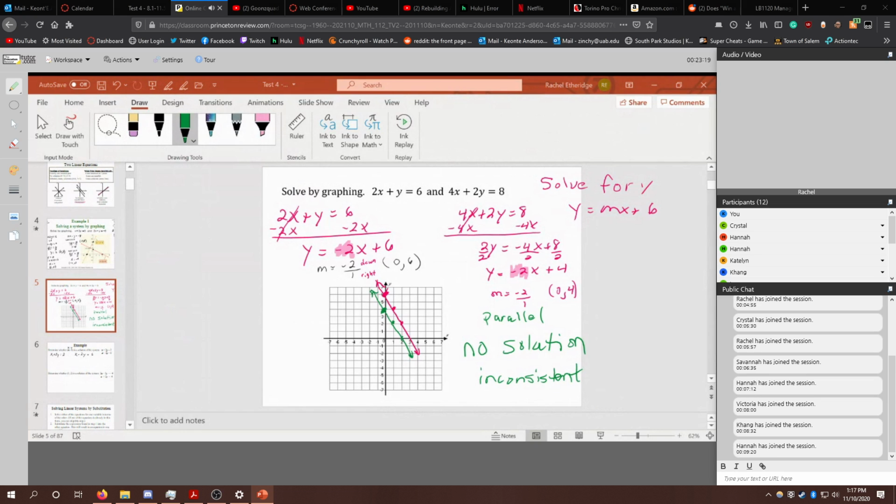Is everybody pretty comfortable with the graphing and just finding the intersection point or finding if they have no solution because they're parallel? Or if you solved for y and you got the exact same equation, you would know that's the same line. So in that case, you would have infinitely many solutions. Any questions on that part?